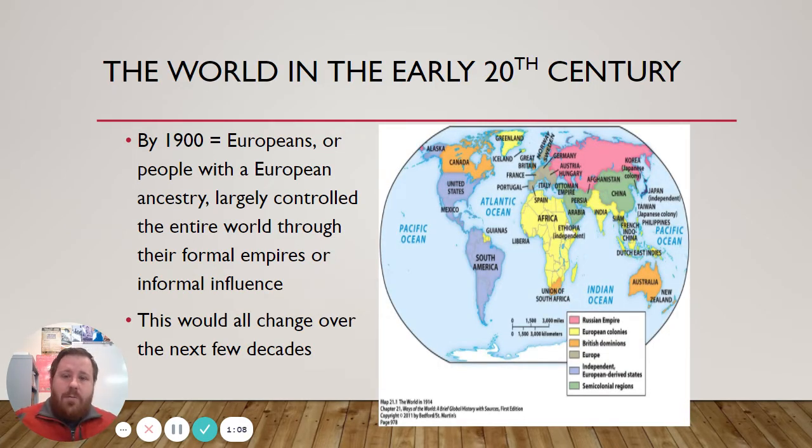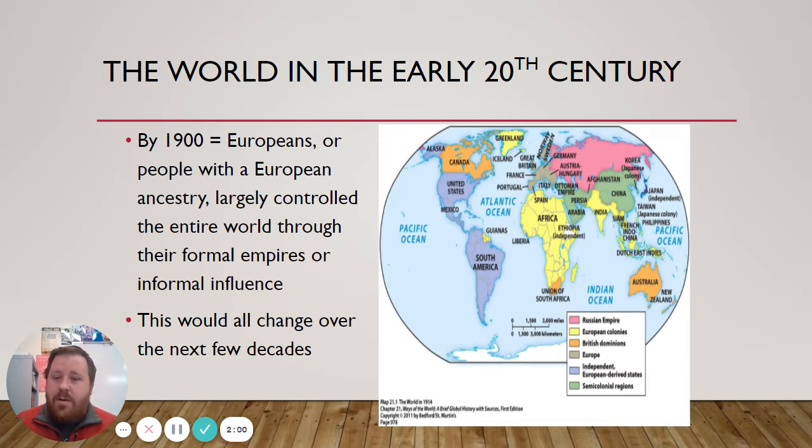Okay, so in the early 20th century, you have Europeans who are really dominating the world at this point. Europeans, or people with European ancestry, largely controlled the entire world through their formal empires or informal influence. So you've got Great Britain, France, Germany, the United States, European ancestry. They controlled a lot of the world. The people building empires during this time are pretty much all at least majority European ancestry.